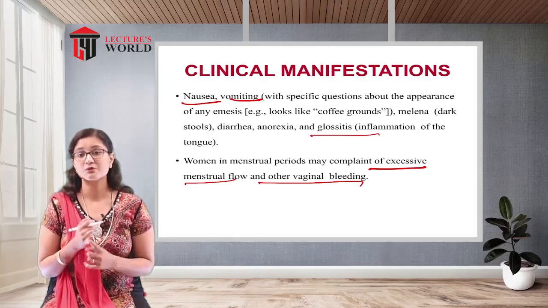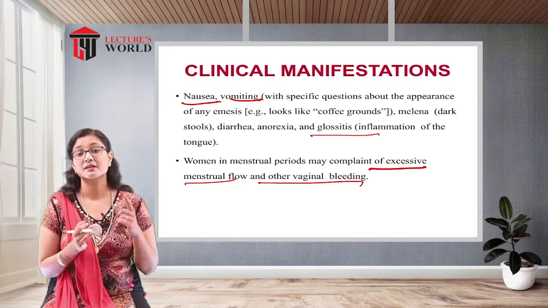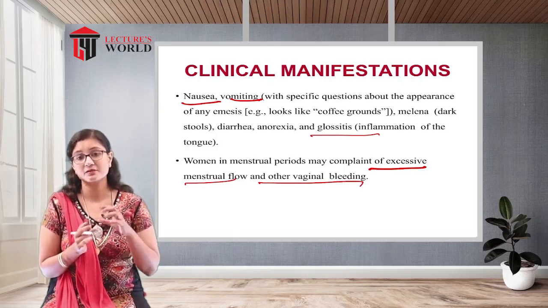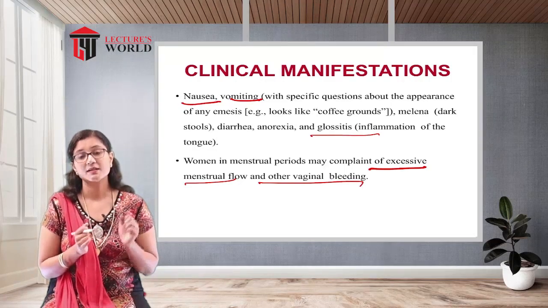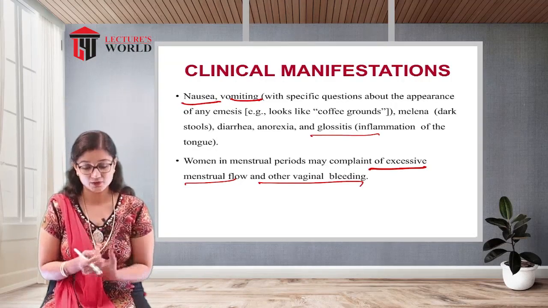Never forget to write about fatigue, malaise which can be there. Then pallor, paleness can be seen in conjunctiva, it can be seen on your palms, it can be seen on the face also. Okay.